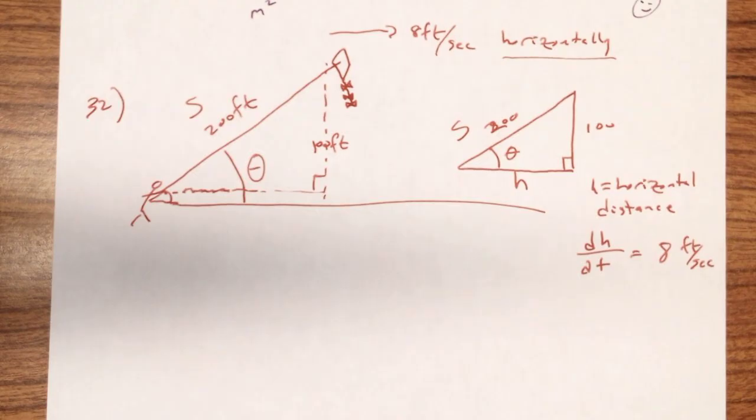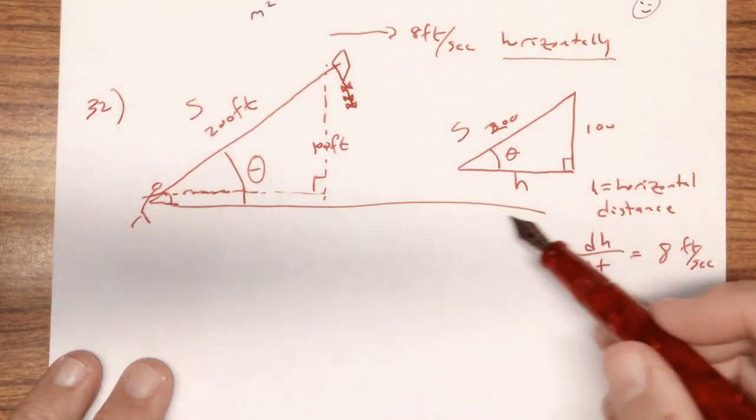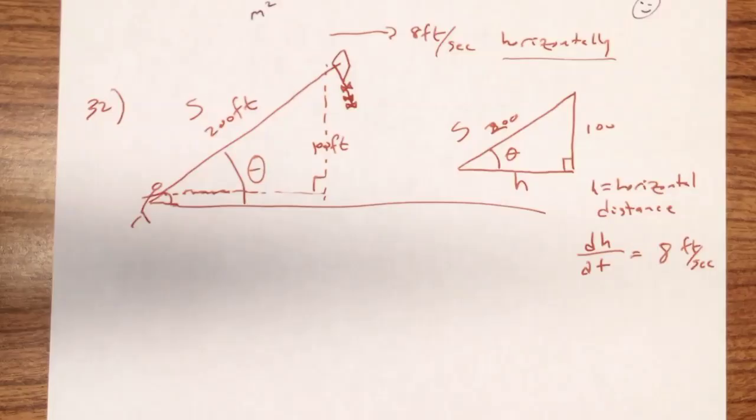How can I relate H to the rest of this? If I use Pythagoras, it doesn't tell me squat about the angle. So Pythagoras is unfortunately the wrong way to go here. I need something else.